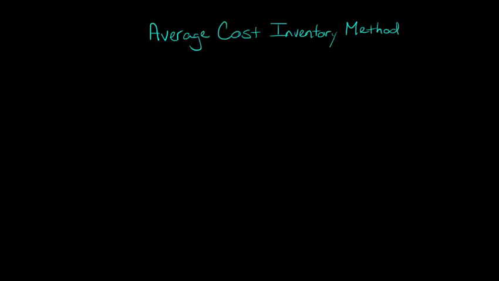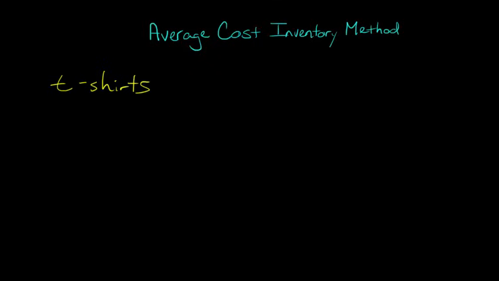Well, FIFO and LIFO are a little bit confusing for some people when they're computing inventory. So luckily, there's a very easy method for computing ending inventory and cost of goods sold, and it's called the average cost inventory method. We'll use the same example that we used in our FIFO and LIFO videos. You have a company that sells T-shirts, right?